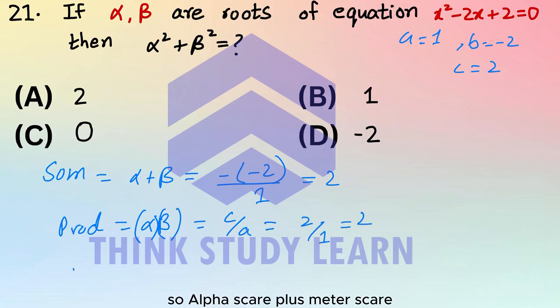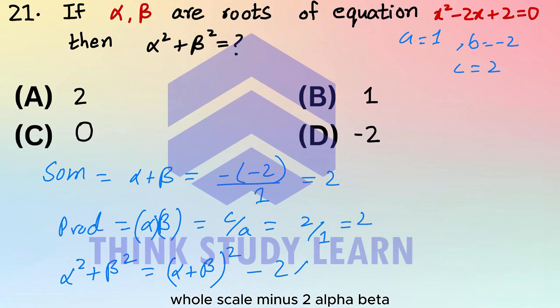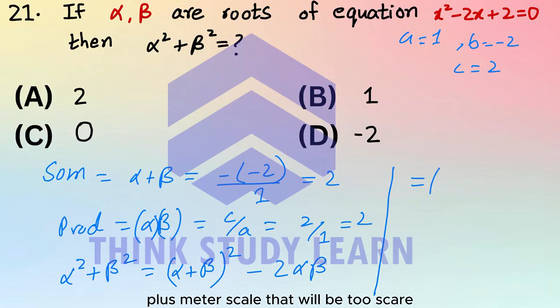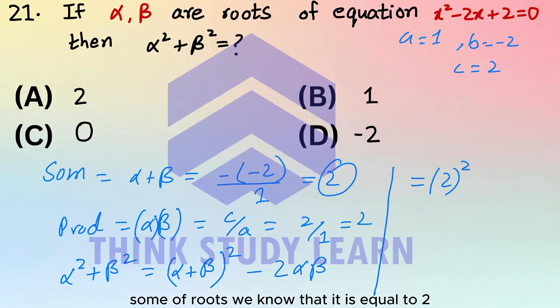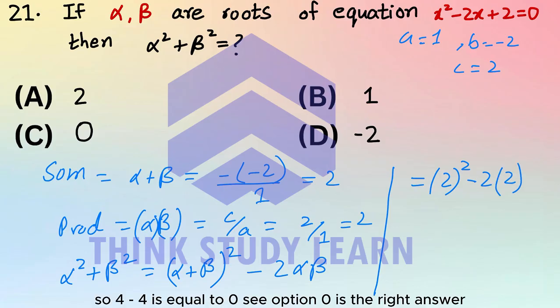So alpha square plus beta square, we know that it is equal to alpha plus beta whole square minus 2 alpha beta. So simply we will put the values in the formula of alpha square plus beta square, that will be 2 square. Sum of roots, we know that it is equal to 2. So 2 square minus 2 into product of roots is also equal to 2. So 4 minus 4 is equal to 0. C option 0 is the right answer.